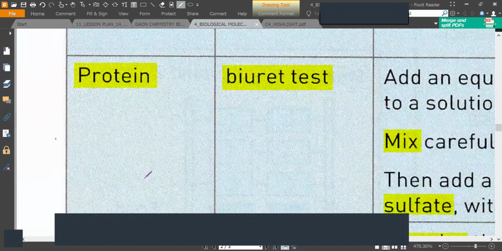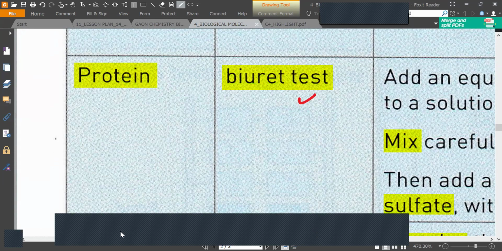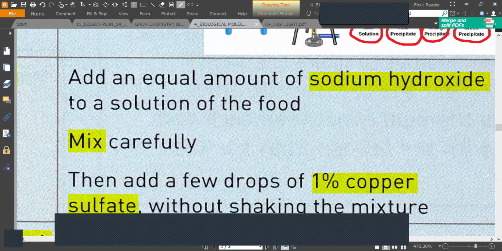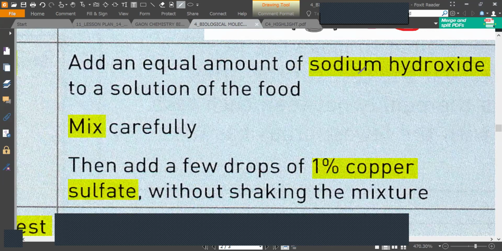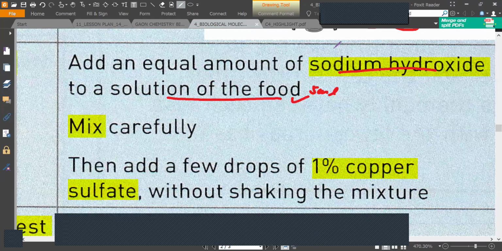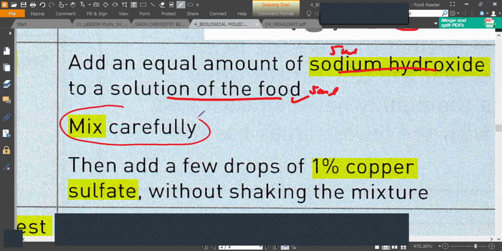Okay, protein. To test for protein, we have the Biuret test. So how do we do the Biuret test? We add an equal amount of sodium hydroxide to a solution of the food. So we take the food sample, let's say we put 5 ml of the food sample liquid, and then we put 5 ml of sodium hydroxide, and then we mix carefully, and then we add a few drops of 1% copper sulfate without shaking the mixture.